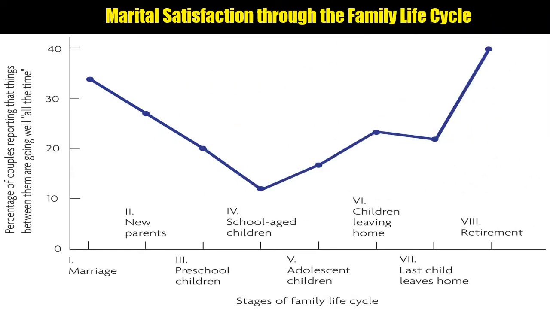So look at this. For someone like me, this is a kind of depressing chart, but along the left it says percentage of couples reporting that things between them are going well "all the time." Before marriage it's like 30%. When you have kids it drops as low as 10%, and then after retirement it gets as high as like 40%. Now again, that's a loaded question, that your relationship's going well all the time. But it is at least interesting.